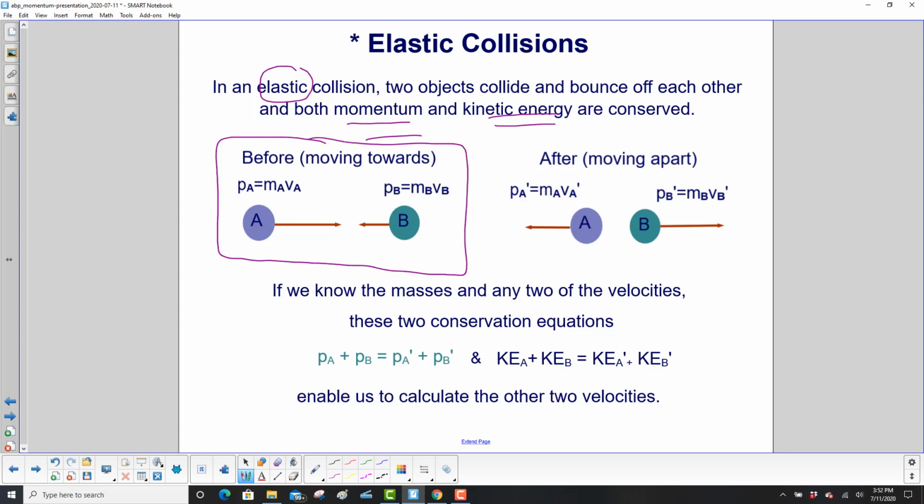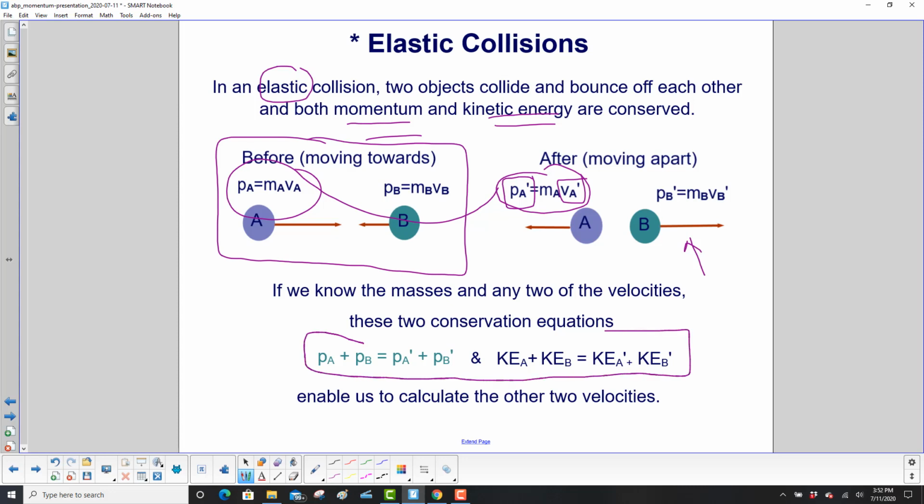We have two objects moving towards each other, each with their own momentum, mv. Then they hit and bounce off. And the only thing different between here and this equation is we have the prime, which means after the collision that's the momentum, and after the collision that's velocity. And you have the same thing for B. If we know the masses and any two of the velocities, we have two conservation equations. Conservation of momentum and conservation of kinetic energy will enable us to calculate the other two velocities.